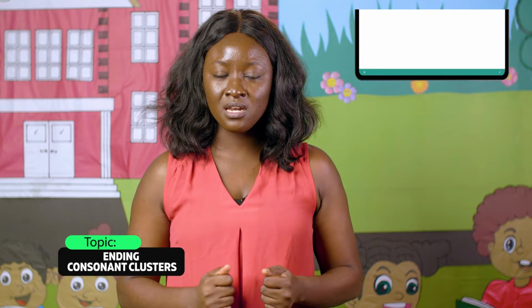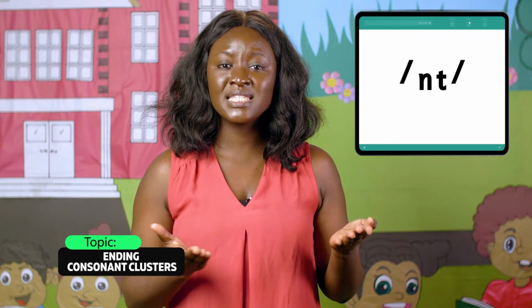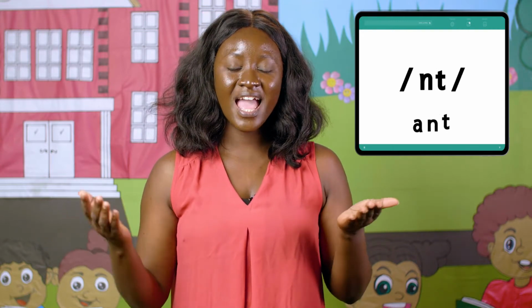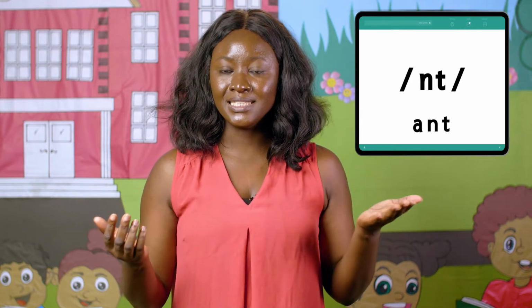Previously, we learned beginning consonant clusters. They were at the beginning of the word, and this time they'll come at the end of the word. So we have some sounds come to join n. We have n and t. Together, it makes nt. Let's put a in front of it. A, nt, ant. So we could have another word come to join nt, like p, a, nt, pant. Well done.